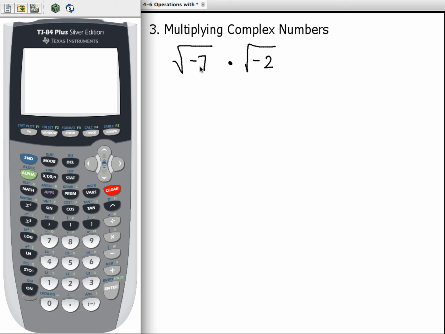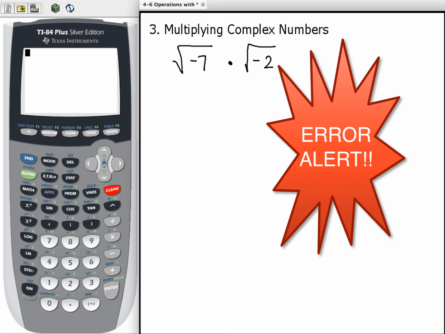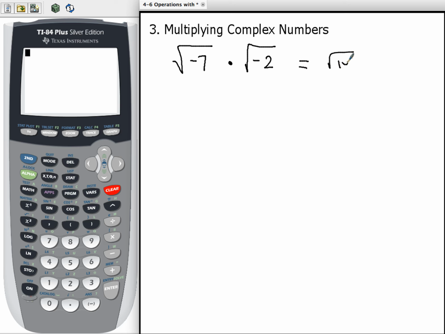Now a lot of times what people will do incorrectly is they'll say, oh, negative 7 times negative 2, well that would just be positive 14, so I'd end up with square root of 14. That is not correct. Alright, so don't make that mistake. What you need to do first is take the i out. So you're going to have i square root of 7 times i square root of 2.